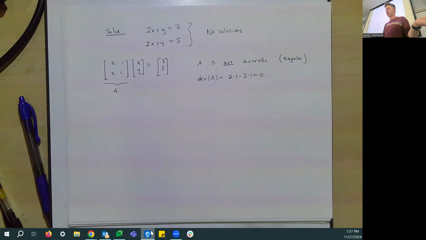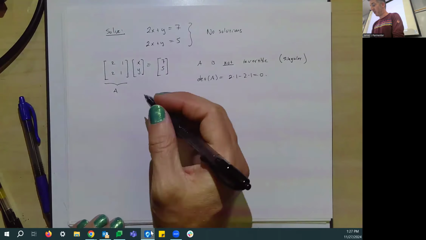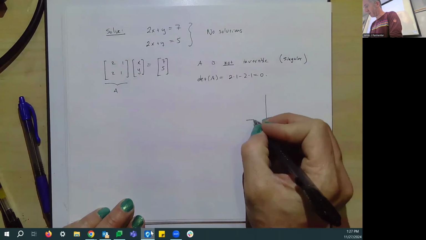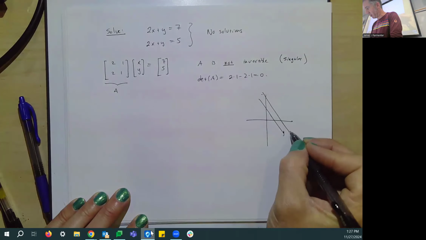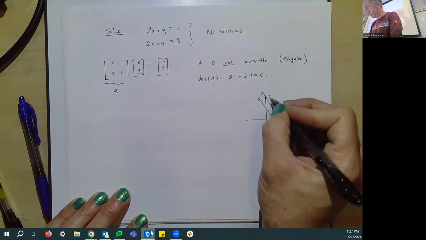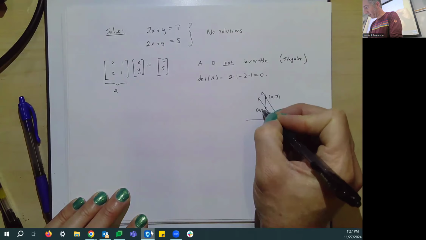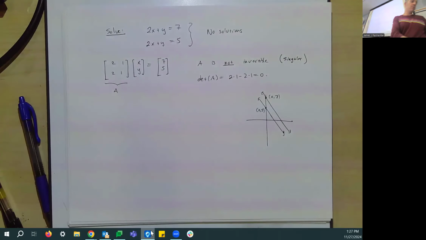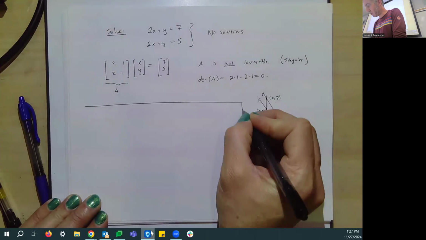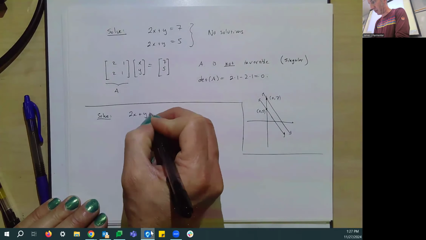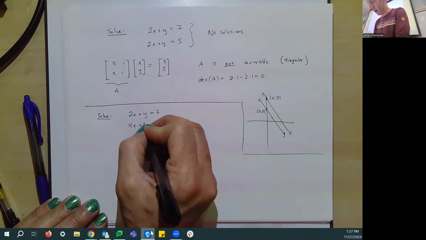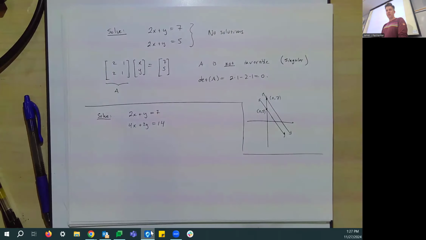You're either going to get no solutions because your lines are parallel, right? These two lines definitely are parallel. They look something like y equals -2x plus 7, so something like this. These are our two lines here. They go through the points 0, 7 and 0, 5. They never cross each other. Or you might have something like the system of equations 2x plus y equals 7 and 4x plus 2y equals 14.